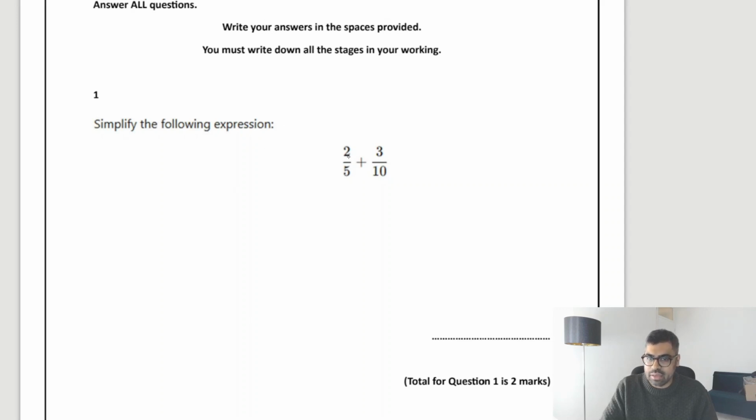In order to do that, we need to times both numerator and denominator by 2. That's going to give us 4 over 10. Our second fraction is 3 over 10. So we add them together, and we get 7 over 10. And that is the answer to our first question, and we have 2 marks now in the bag.